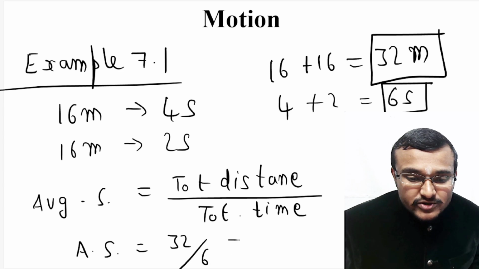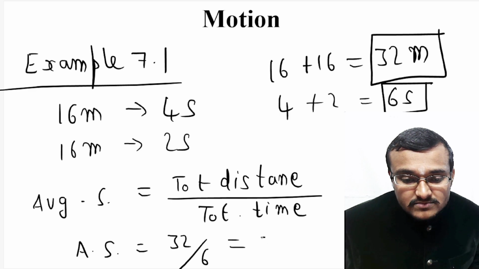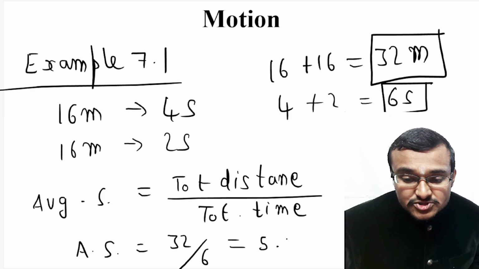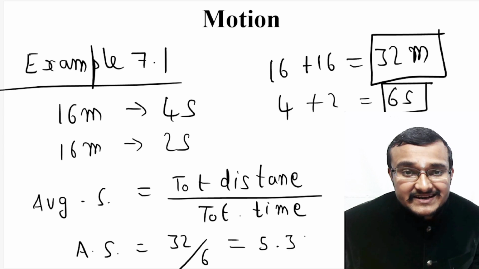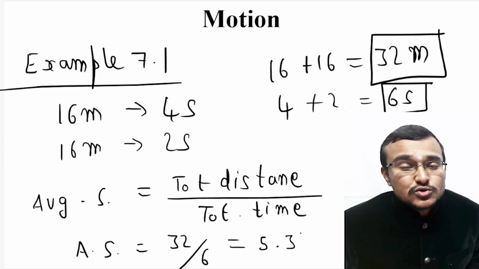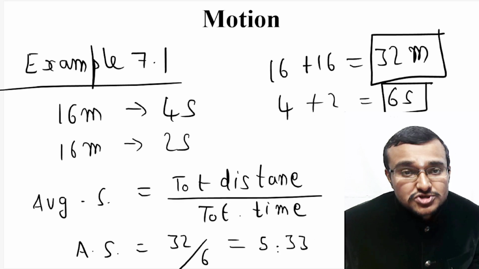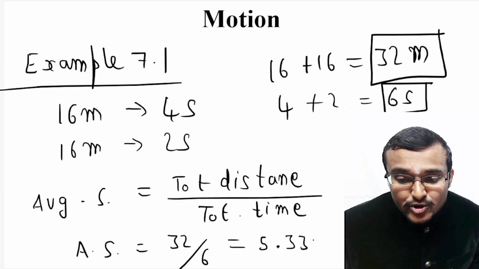So 32 divided by 6: 6 5s are 30, then put a point, and it will become 20. 6 3s are 18, so again it will be 2. Again if you take 0 it will be 20. 6 3s are 18. So it goes on like this. So 5.33 meter per second.